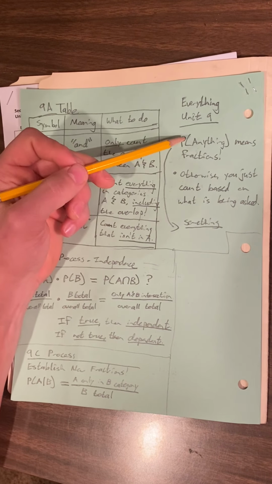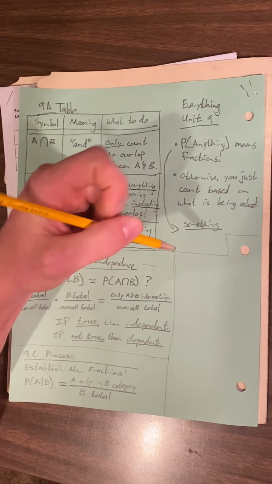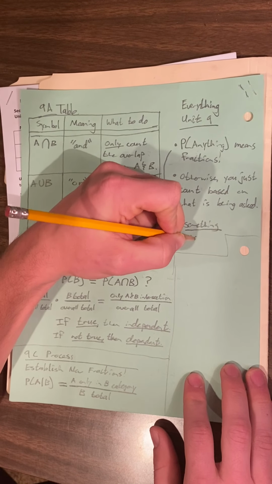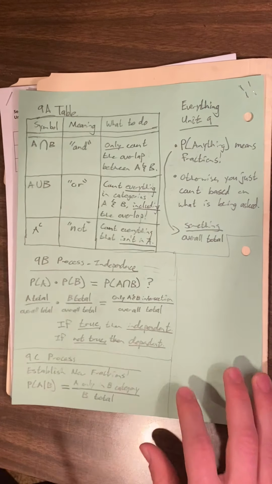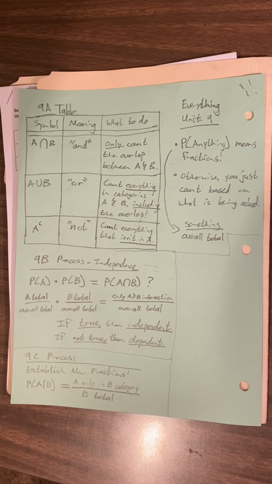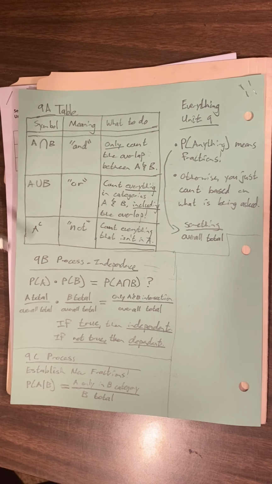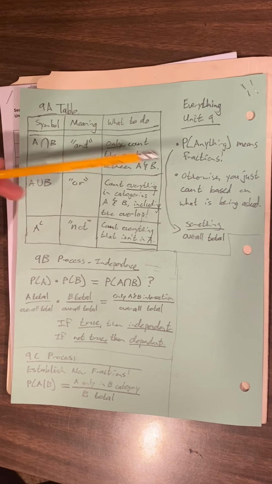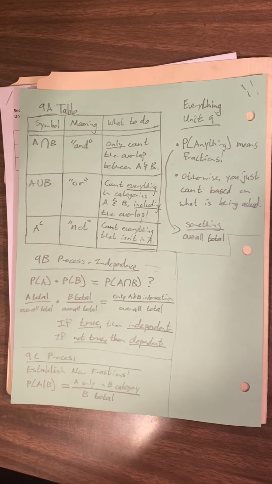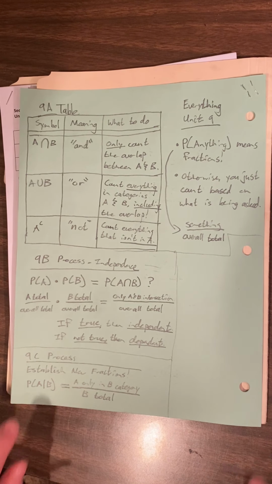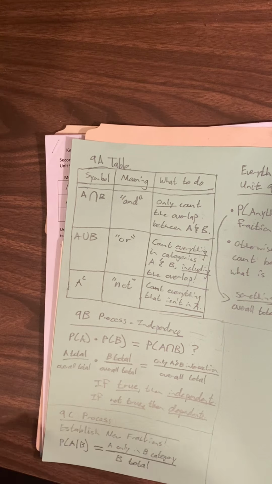But anyway, it'll be the probability of something divided by the overall total. It's always the overall total unless you're in 9C, okay? So the overall total, that's for 9A and 9B. Otherwise, if the question is just asking how many, and it doesn't have something like this, then you're just gonna be counting up the numbers based on what is being asked, okay? So that's the main first thing I wanted to go over. And now we'll go through the three separate subunits.